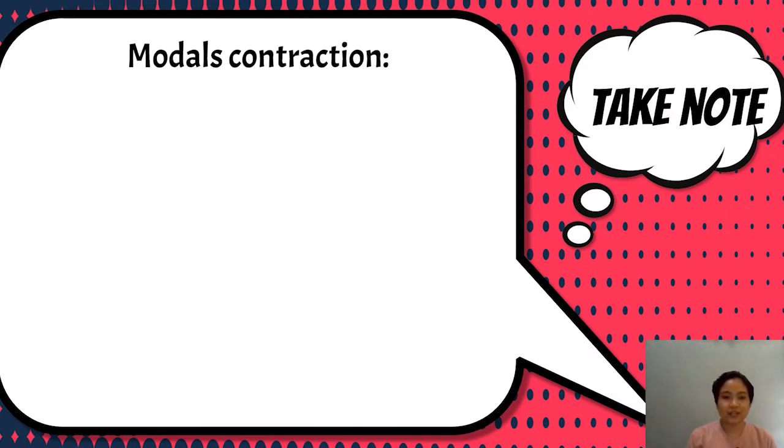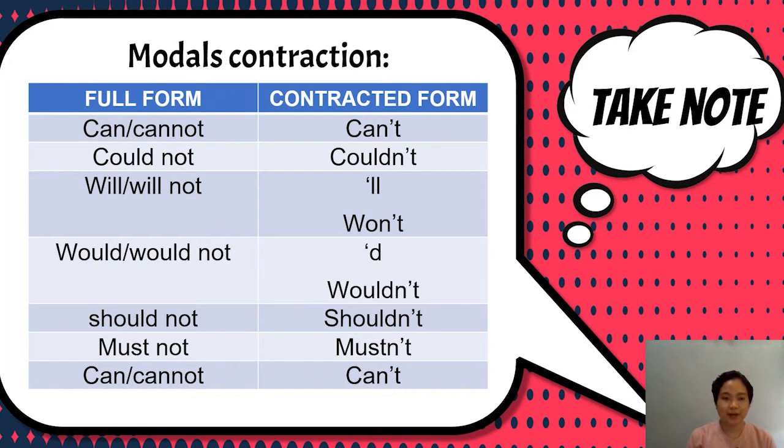In addition to the forms of modals, they can be contracted. How? This is the full form in the first column and the contracted form in the second column. Can not, it can be contracted by deleting o and replacing it with an apostrophe. So can't, could not, couldn't, will, I'll, will not, won't, would not, wouldn't, should not, shouldn't, must not, mustn't.